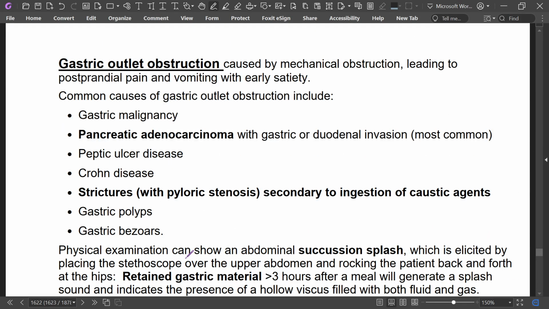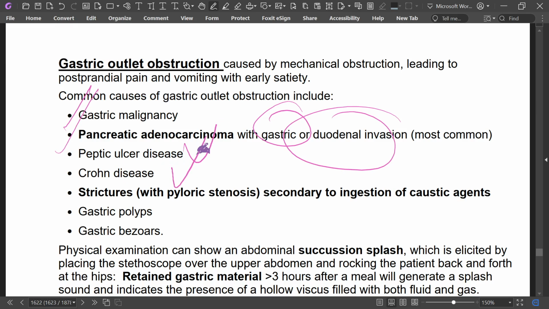Gastric outlet obstruction is caused by mechanical obstruction leading to postprandial pain and vomiting. What are the common causes? It may be gastric cancer, or pancreatic cancer with gastric and duodenal invasion. Pancreatic adenocarcinoma is the most common cause; it invades into the gastric and duodenal side.